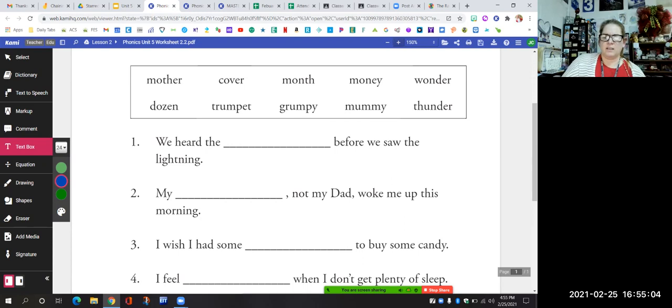We heard the blank before we saw the ig, n. That does not sound like any word I have ever heard before. Let me try that a different way. So I see that there's an IGH together, and I know that IGH together says I. I know that ING says ing. So let's try that again. I, ing. Lightning. That makes more sense.